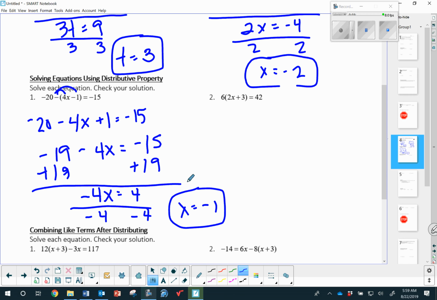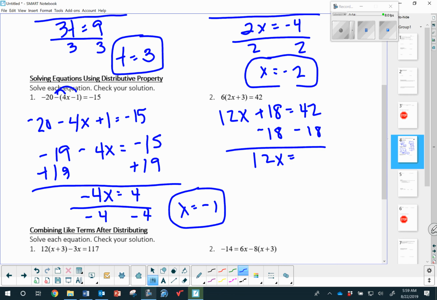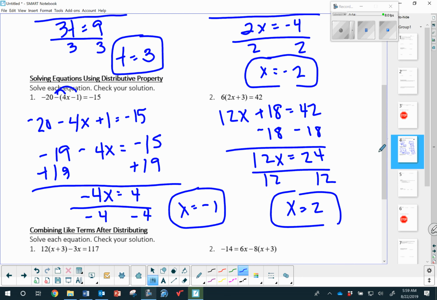All right, number 2, we're just going to distribute that 6. So 6 times 2x is 12x. 6 times 3 is plus 18 equals 42. When I subtract 18 from both sides, I'm left with 12x equals 24. Divide both sides by 12. You should get x equals 2. And again, if I were to go back and plug these values into each equation, I should get the same answer. So make sure you're doing that as well.